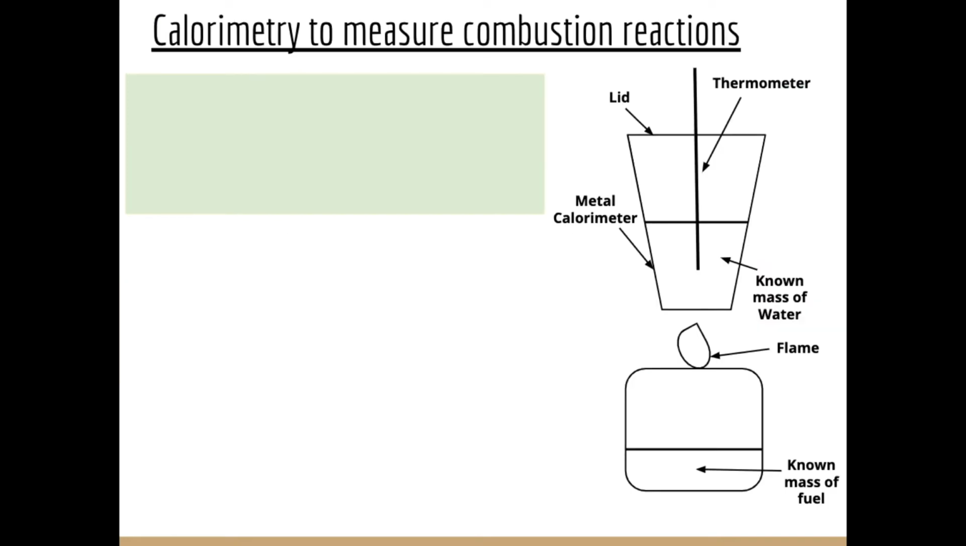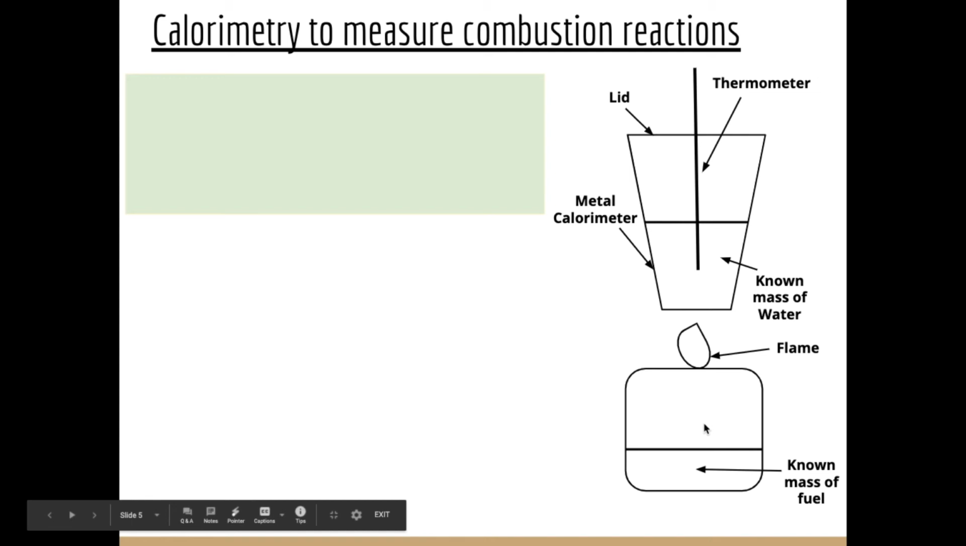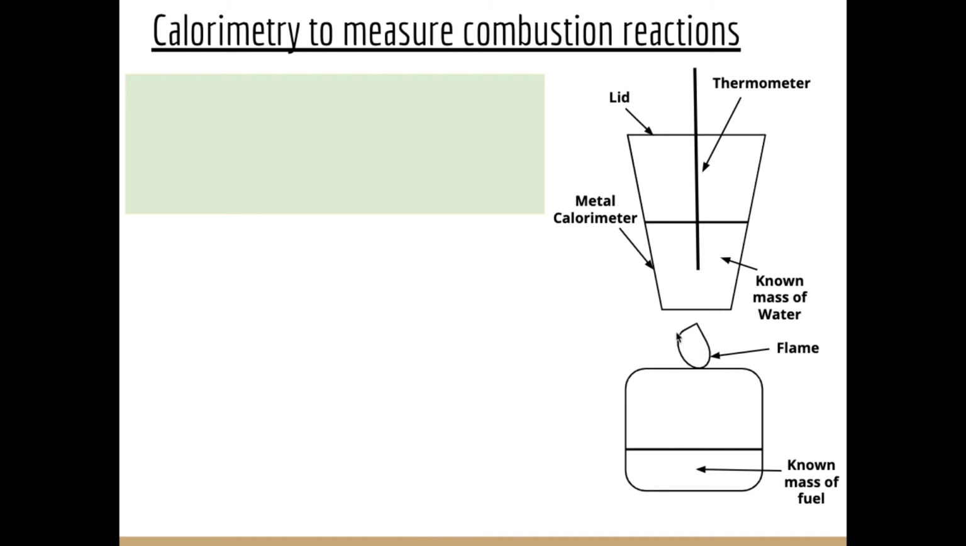Let's finish off today with one last look at another type of reaction we can measure using calorimetry, which is a combustion reaction. A combustion reaction is the reaction with oxygen, and we can measure the heat given off from a certain fuel by placing the fuel source, with the ignition, underneath the calorimeter. We have a metal container, a metal calorimeter this time, that can take in the heat from the flame from the combustion reaction, and then we have a known mass of water.